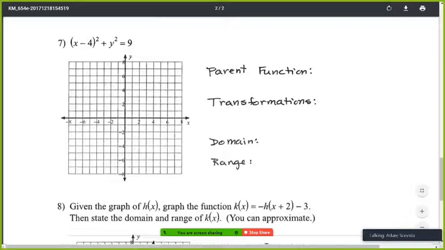Alright, so seven's a little different because it's not a function, it's a circle. Circles, as equations, are when you have x and y squared. You can actually have something that you'll learn about probably next year called an ellipse, which is like a circle, but where one diameter is longer than the other diameter. And that's going to happen when there are coefficients in front of x squared and y squared that are different.